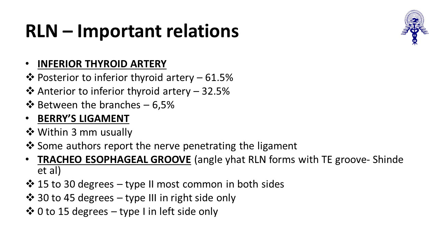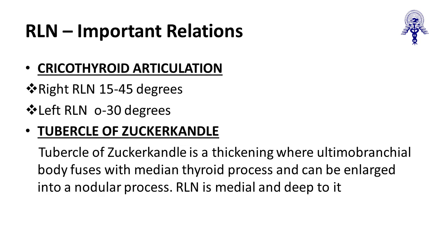On both sides, the commonest, it actually takes the tracheoesophageal groove at 15 to 30 degrees, but on the right side it may take 30 to 45 degrees. So that's going at 45 degrees, it means quite vulnerable when you are clamping the inferior thyroid artery. 0 to 15 degrees, almost parallel, on the left side, that you have also seen during surgeries, I think.